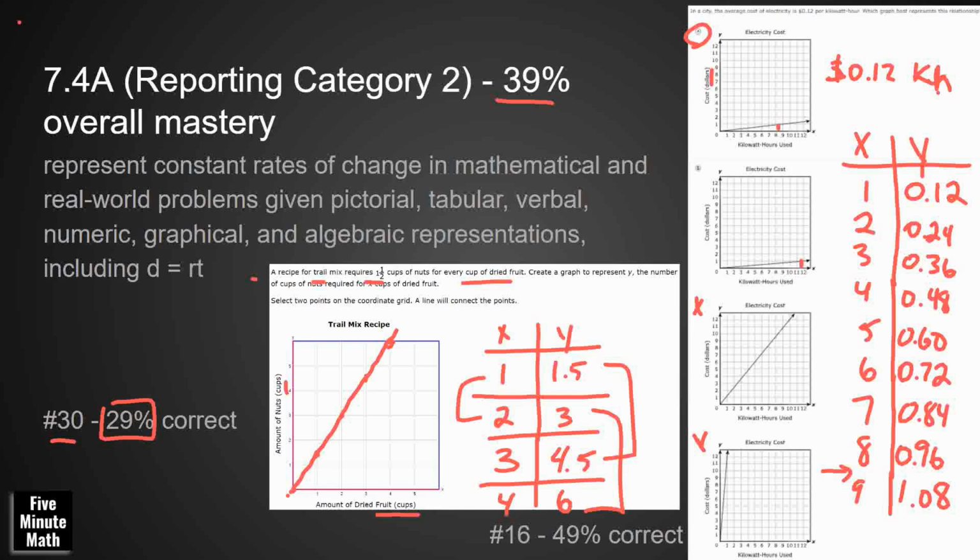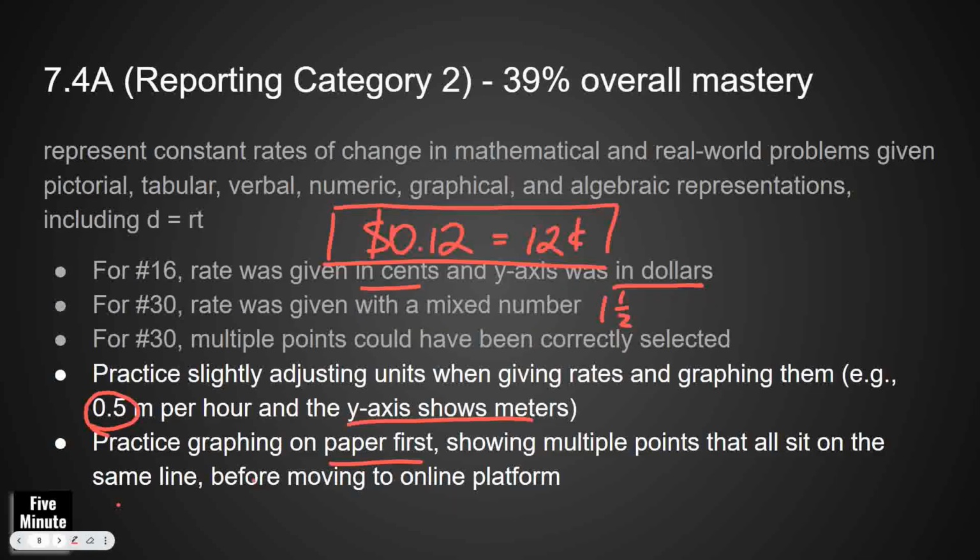Any 2 points along the line will form the same line. So when they get to the online platform, they can play around with dragging these dots anywhere and noticing that as long as they move the dots to any point along the line, the exact same line shows up. That's a piece of conceptual understanding that they might need help with.